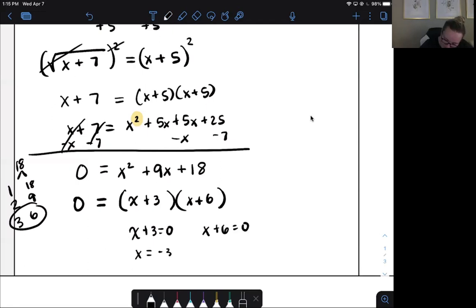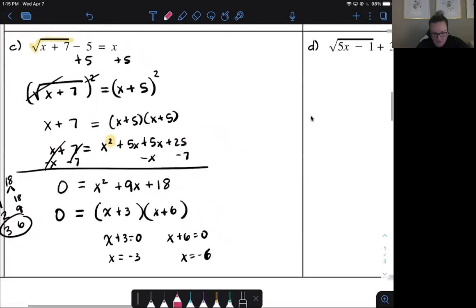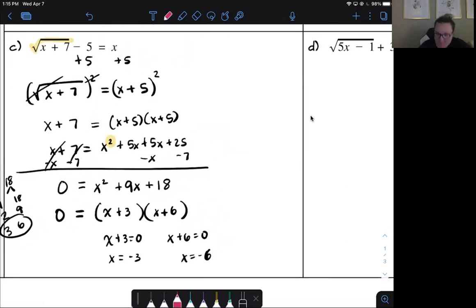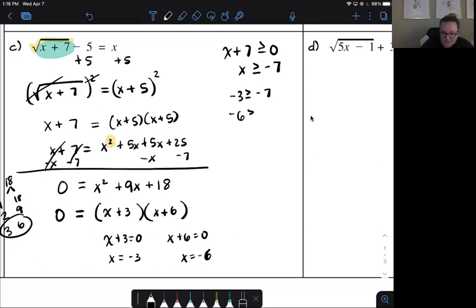And we get -3 and -6. So here's the thing. We've got two solutions that we need to check. If you look back at your radical, the only solutions we want to consider are where x plus 7 is greater than or equal to 0. X has to be greater than or equal to -7. Well, -3 is greater than or equal to -7, and so is -6. So according to this rule, both of these check out.